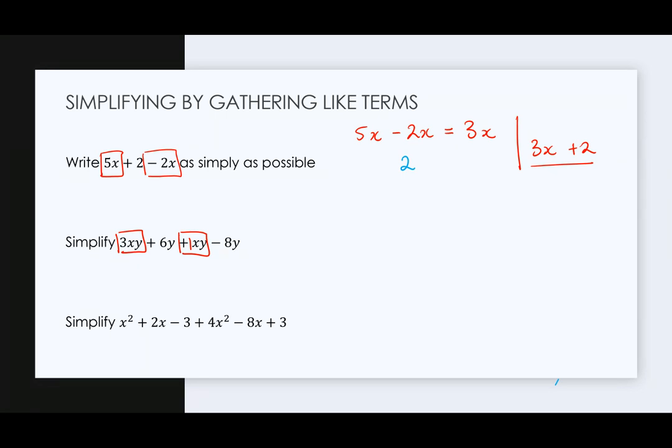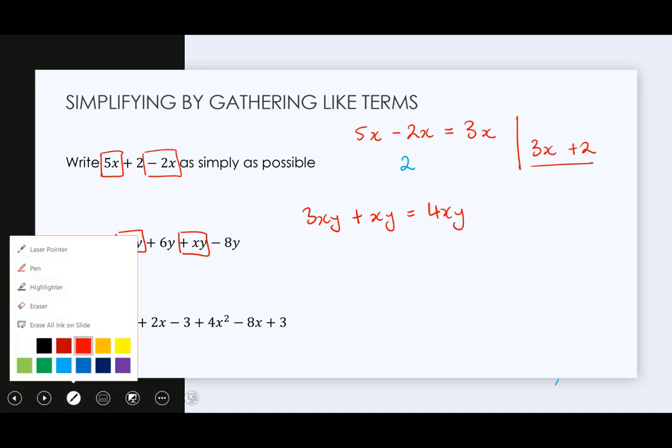The reason we don't write it is because 1, when you multiply it by other things, doesn't actually change anything. So while you can write it in, you don't need to. Just remember that when you have a term without a coefficient in front, there's just a 1 there. So let's combine those together. 3xy and 1xy makes 4xy.